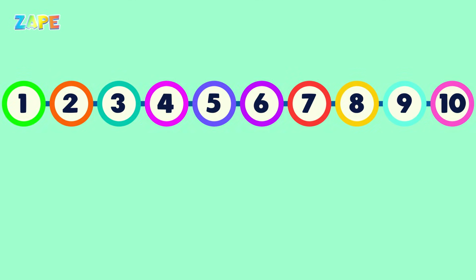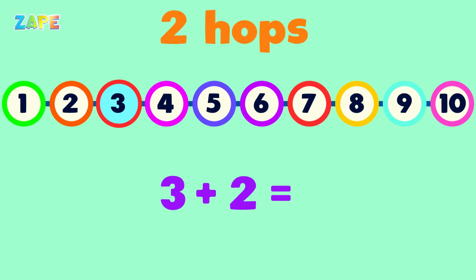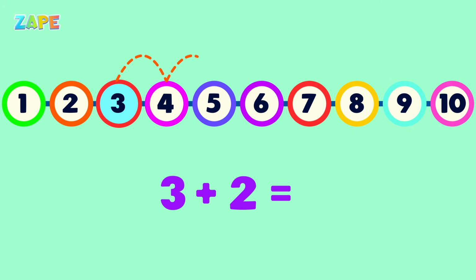Let's try another. We want to add 3 plus 2. Start at 3, and hop forward 2 times. 1, 2. We land on 5 again. So 3 plus 2 is also 5.